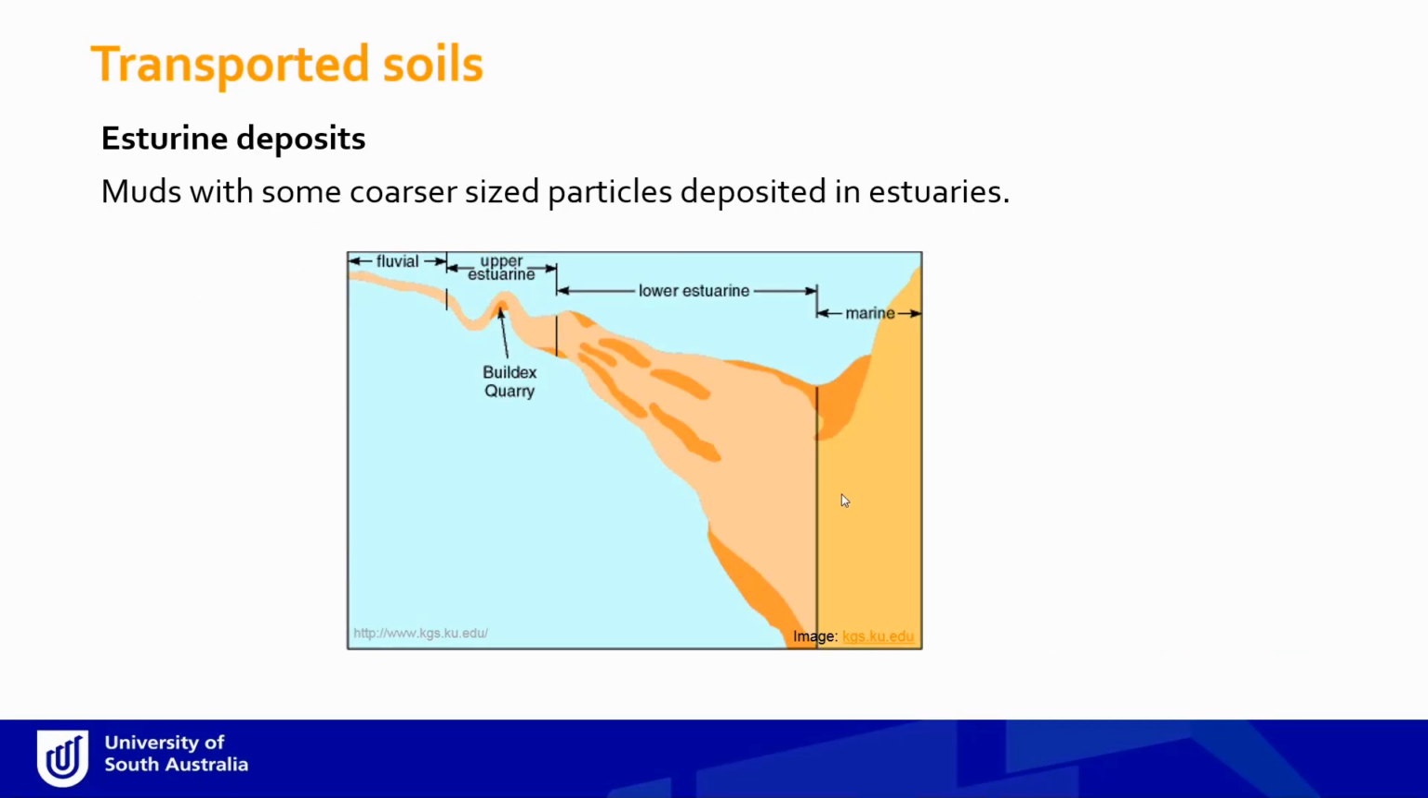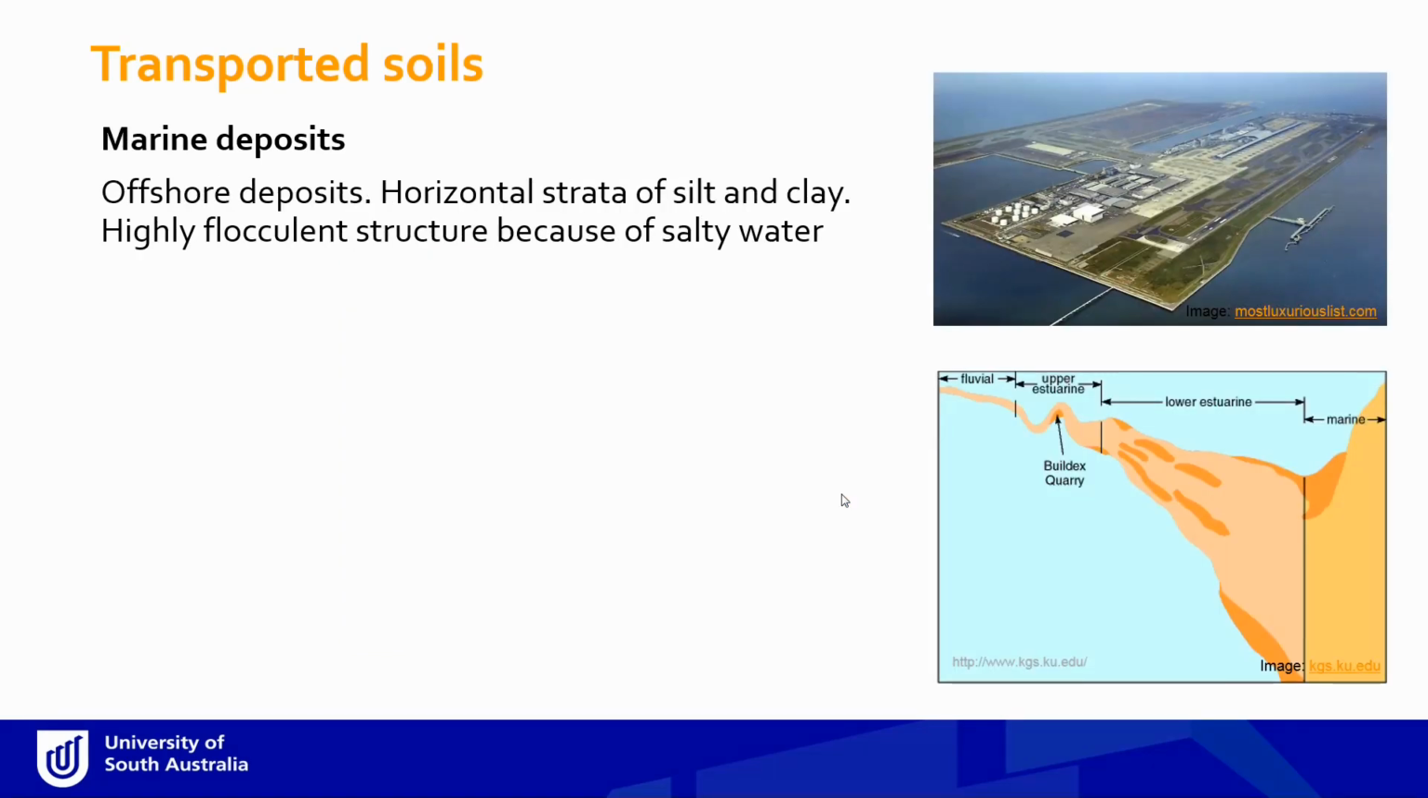Estuarine deposit: when the soil gets carried and deposited into river estuaries, that is close to the sea, we call it estuarine deposit. And marine deposit: when the water carrying the silt or other soil particles enters the sea and gets deposited, we call it marine deposit. Now, why are we talking about these?